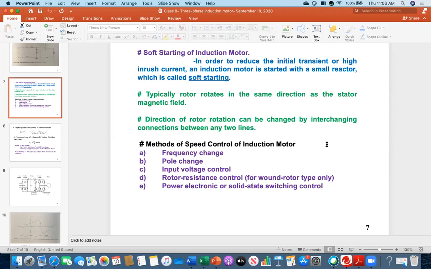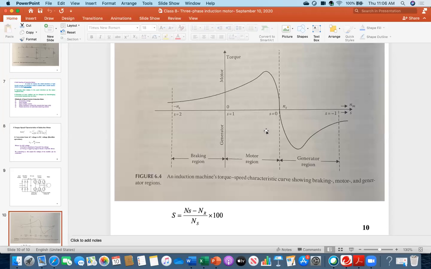Okay, I think we're almost at 11:06, so I would like to conclude here for today. I will continue this discussion, and also I want to discuss that the induction motor can work as a motor, as a generator, and for braking purposes. So I will be continuing this discussion in the next class.